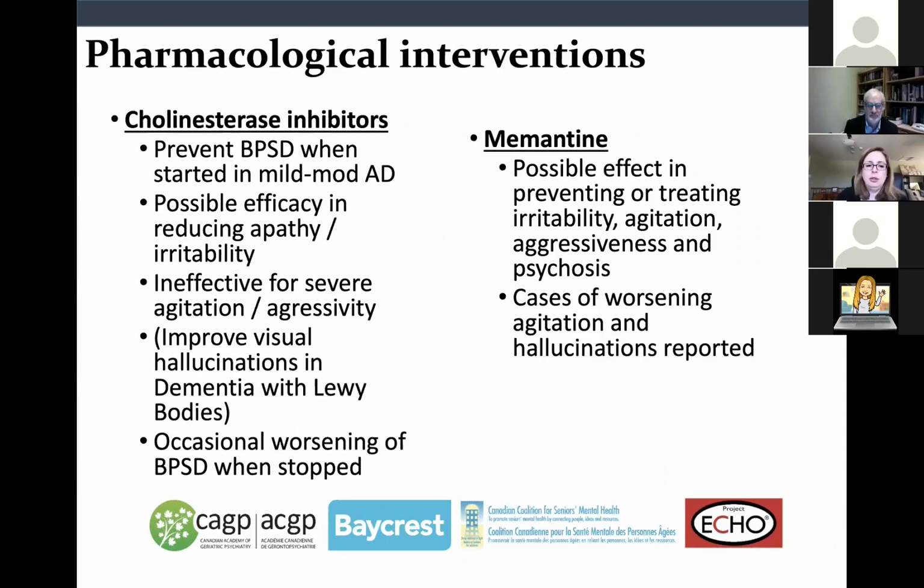I will only say about cholinesterase inhibitors and memantine that they are used for preventing some BPSD. Usually when we prescribe the cholinesterase inhibitor in mild to moderate Alzheimer's disease, they are usually ineffective for severe agitation, aggressivity. The only exception would be that in Lewy body disease, they may improve BPSD, even psychotic symptoms in that specific disorder. And there are occasional worsenings of BPSD when they are stopped.